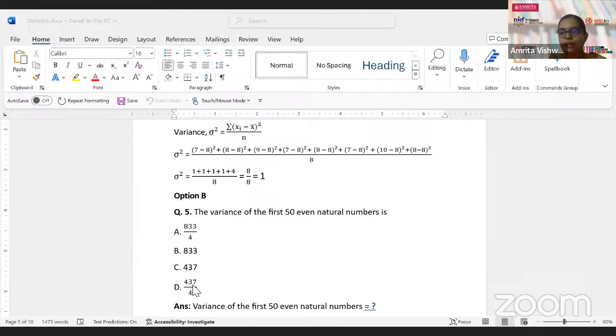Because we know the formula for variance now. Xi minus x bar the whole square by n. We know the formula now. So please, dear children, complete this question and give me an idea on which option is the correct answer.